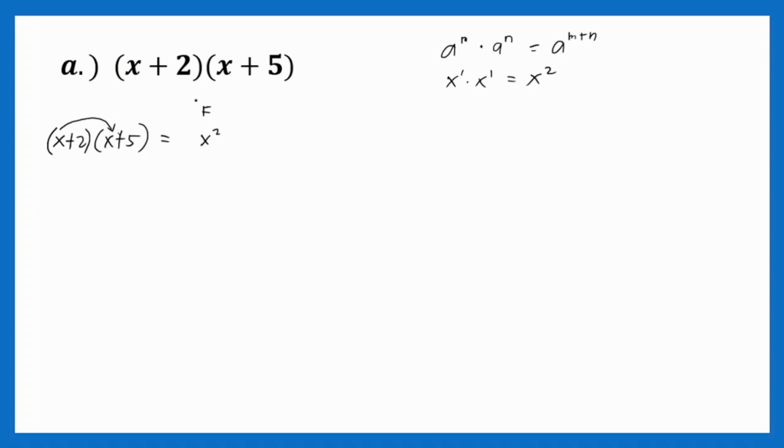Alright? Next, outer. So, outer tayo. Yung x saka yung 5, yung magkabilang dulo. X times positive 5.